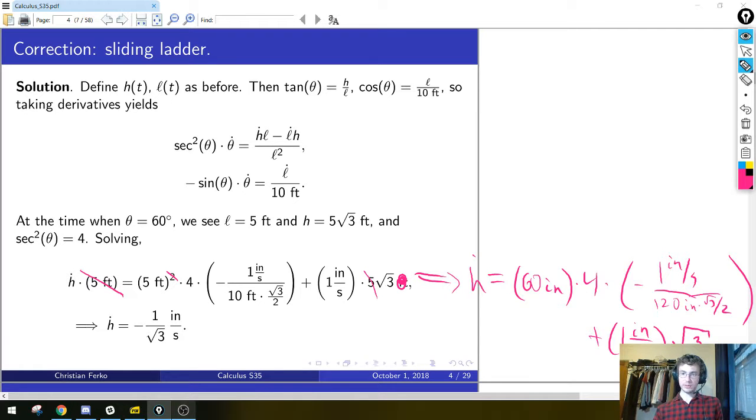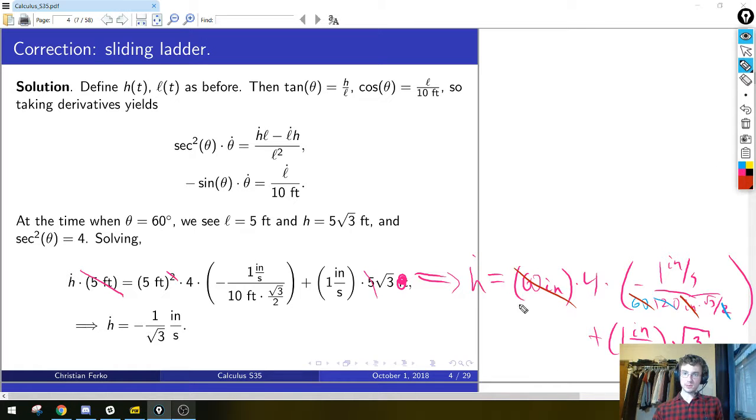Then we just need to simplify. How do we simplify here? Well, let's see. We have in the denominator 120 times root 3 over 2, so we can cancel a 2 and replace that 120 by a 60. Then I should use a different color. We cancel the 60. 60 inches cancels with the 60 inches outside, right?